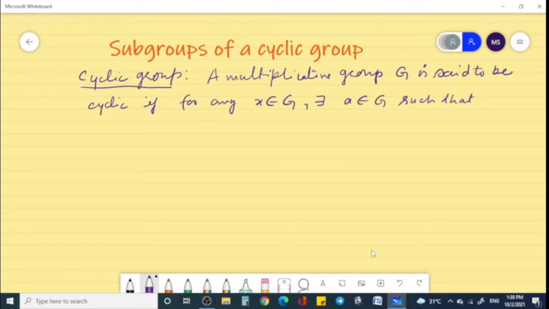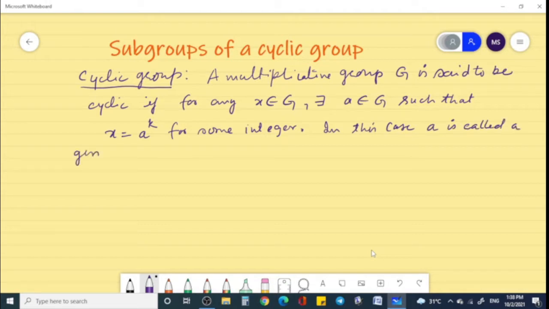such that x is a raised to power k for some integer k. In this case, a is called a generator of G, and we write G is generated by a.